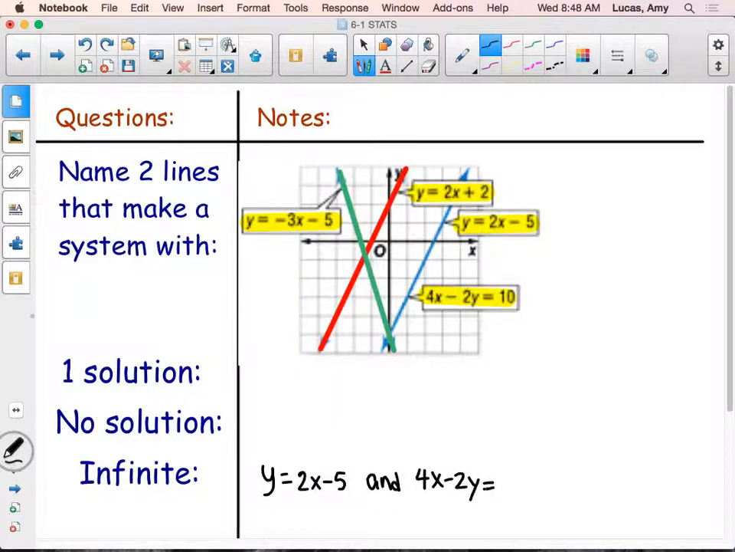So I'm going to do the infinite one first, okay? Both of these represent the blue line. That means that those two equations put together would be a system with an infinite number of solutions. Okay, now one solution just means that our lines have to cross. You've got lots of options on this one, so I'm going to go with the green line and the red line because I can see that they cross right here.